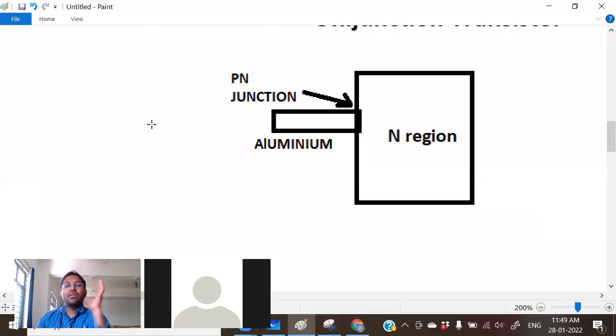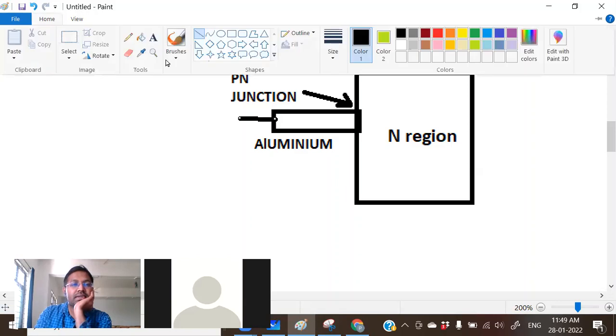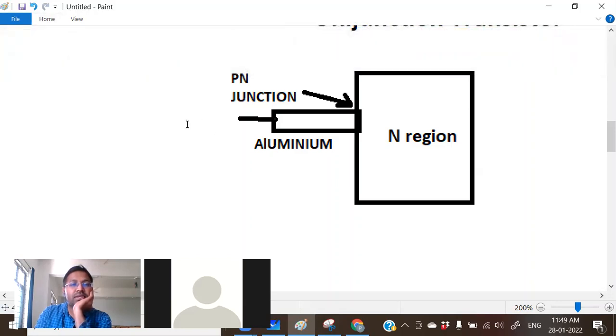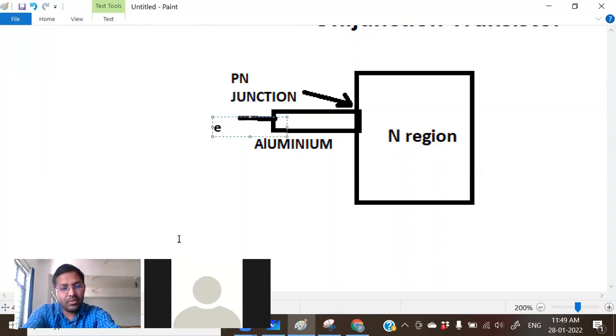Next, the device is ready. All you need to do is give contacts. Basically, this device has three terminals. The first terminal is called the emitter. You know very well, you represent the emitter by E.